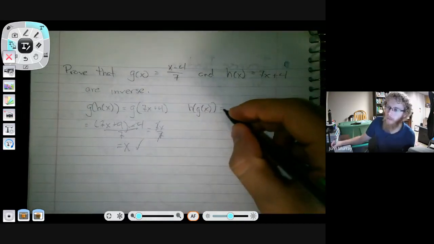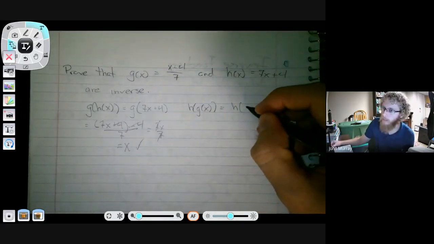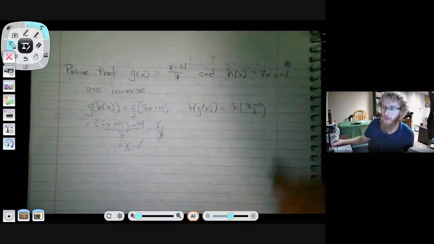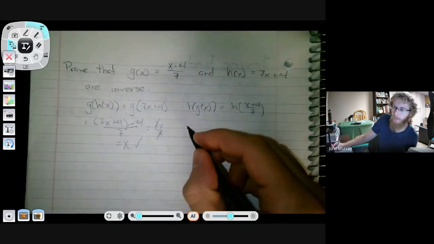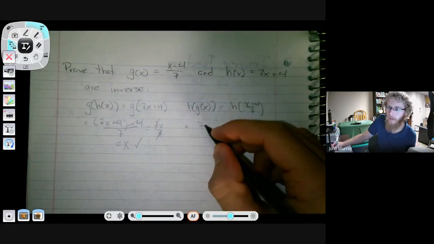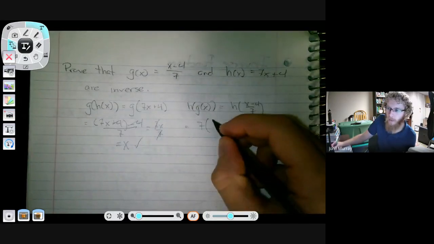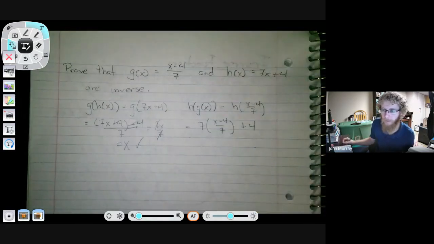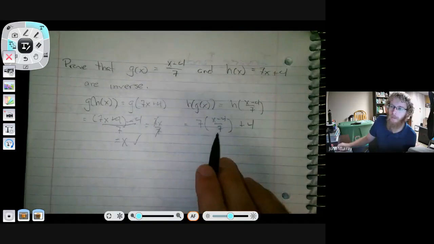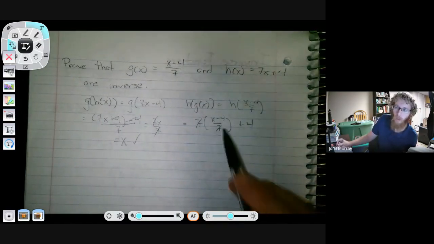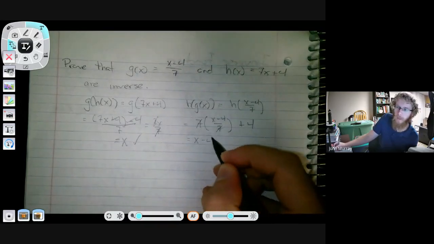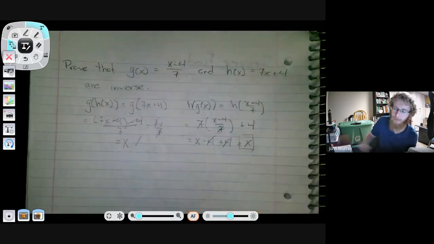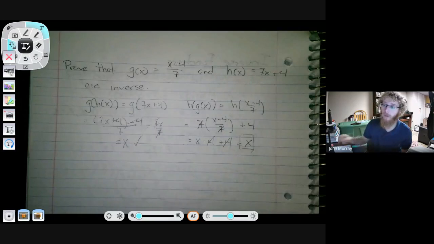Now we're going to do the opposite. I'm going to take my g of x, which is x minus 4 over 7, and plug it into h. So we're going to have 7, because that's on the outside, times x minus 4 over 7 plus 4. Here we're multiplying by 7 and dividing by 7, so they're eliminated. x minus 4 plus 4 is pretty straightforward, and that gets us x. So they both equal x.